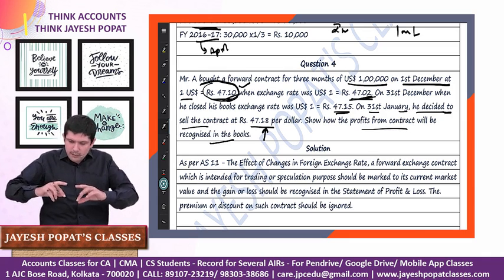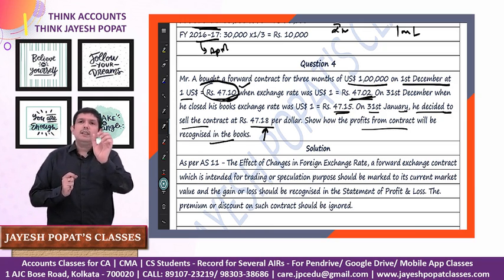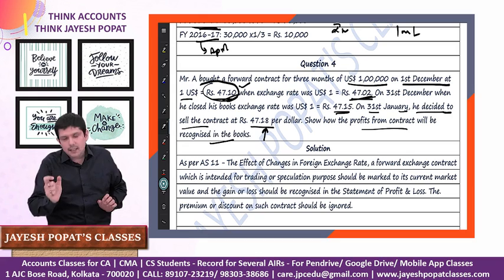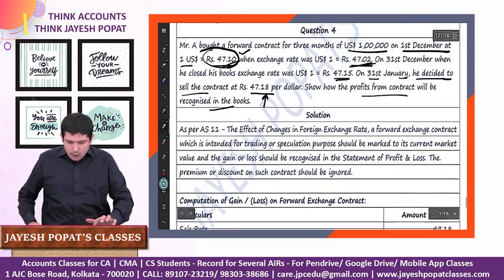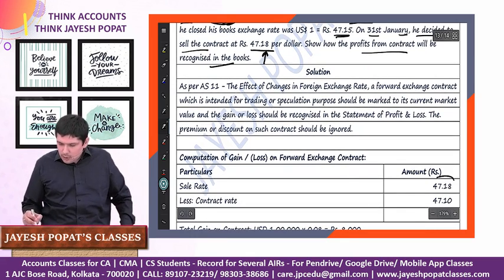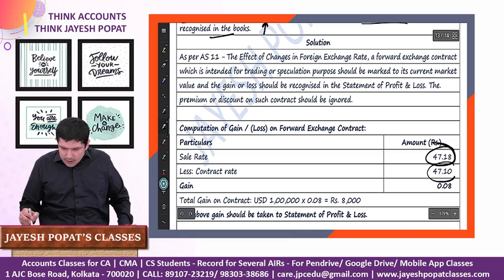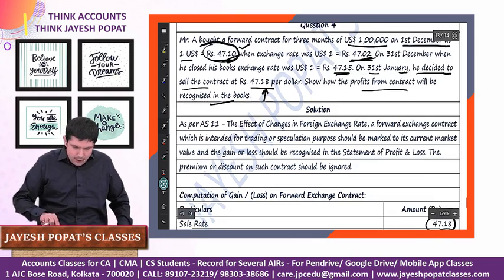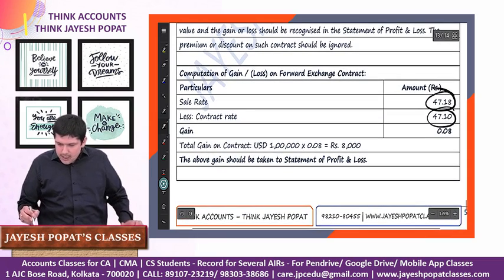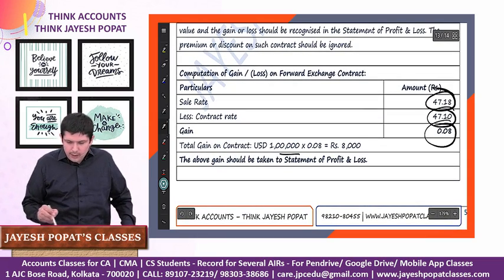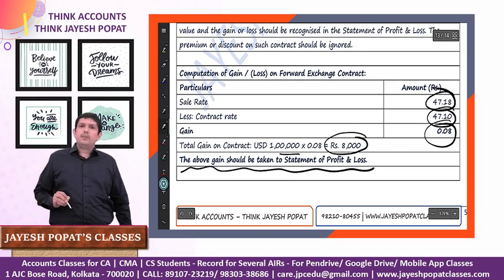In case of speculation, we don't calculate the premium or discount. We just see the difference between the rate on which the contract is entered and the settlement date or the restatement date, and recognize the profit and loss. So here we will say that we sold this contract at 47.18 and we entered this contract at 47.10, right? The difference is 8 paisa per dollar into 1 lakh, which is 8,000 rupees. The above gain should be taken into statement of profit and loss.